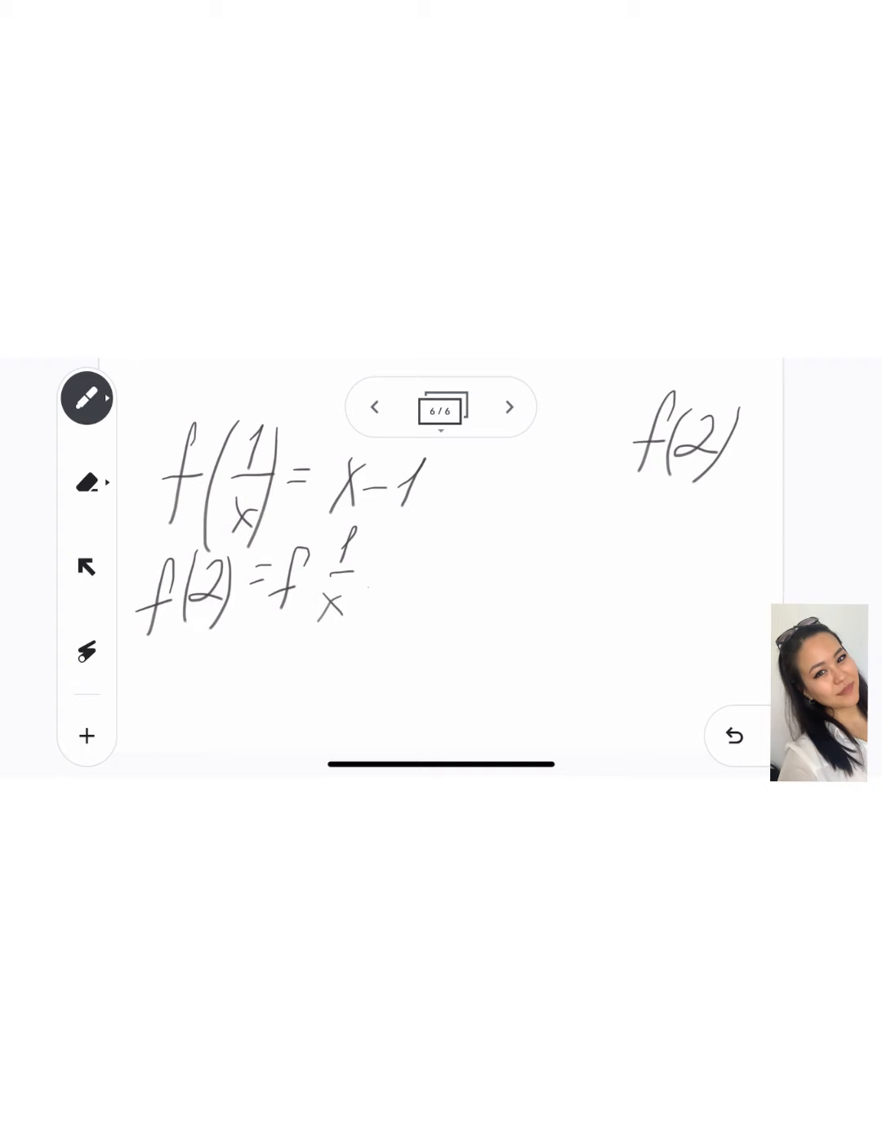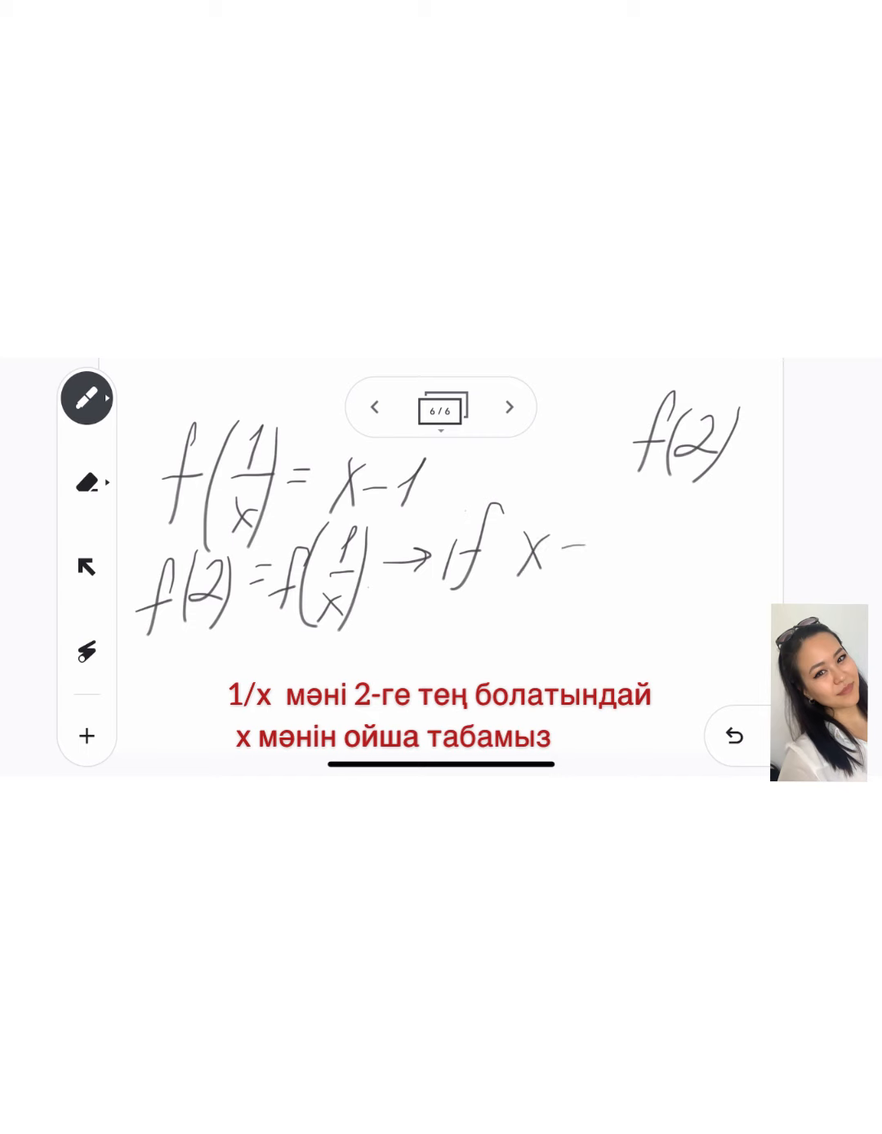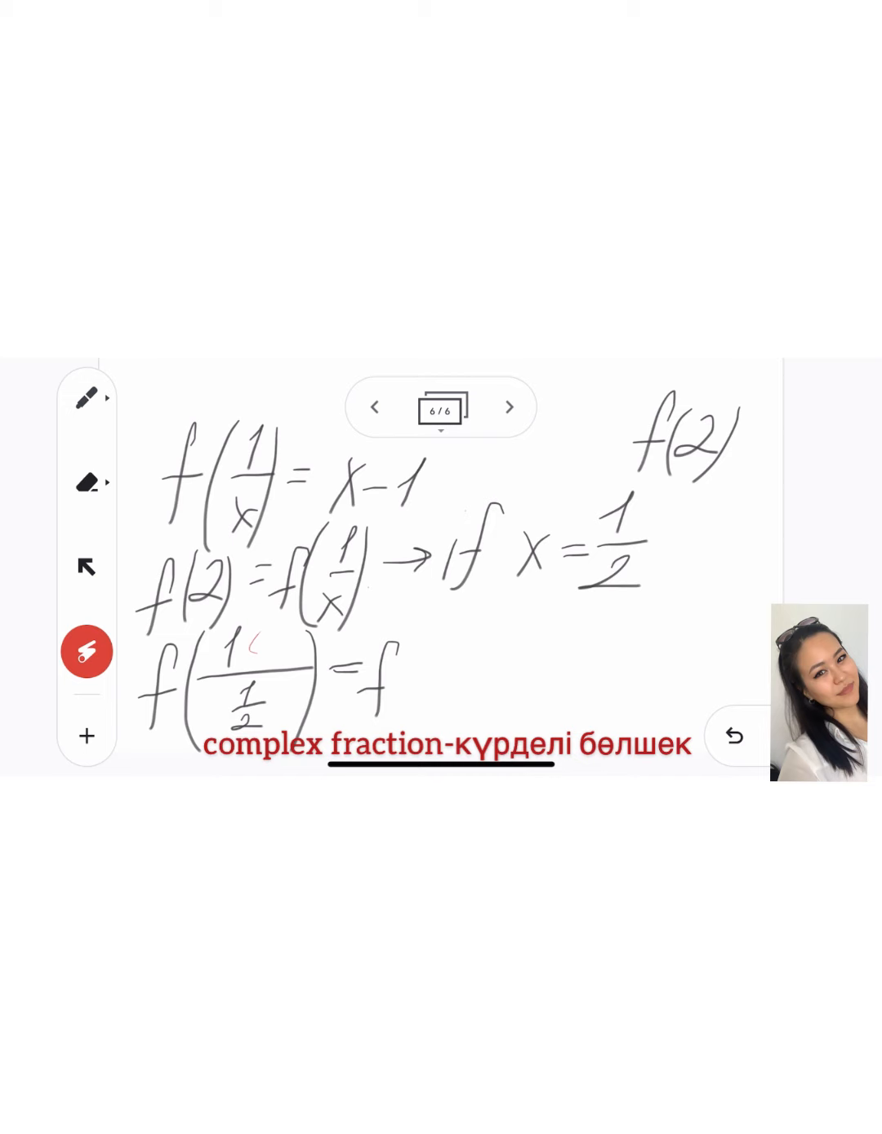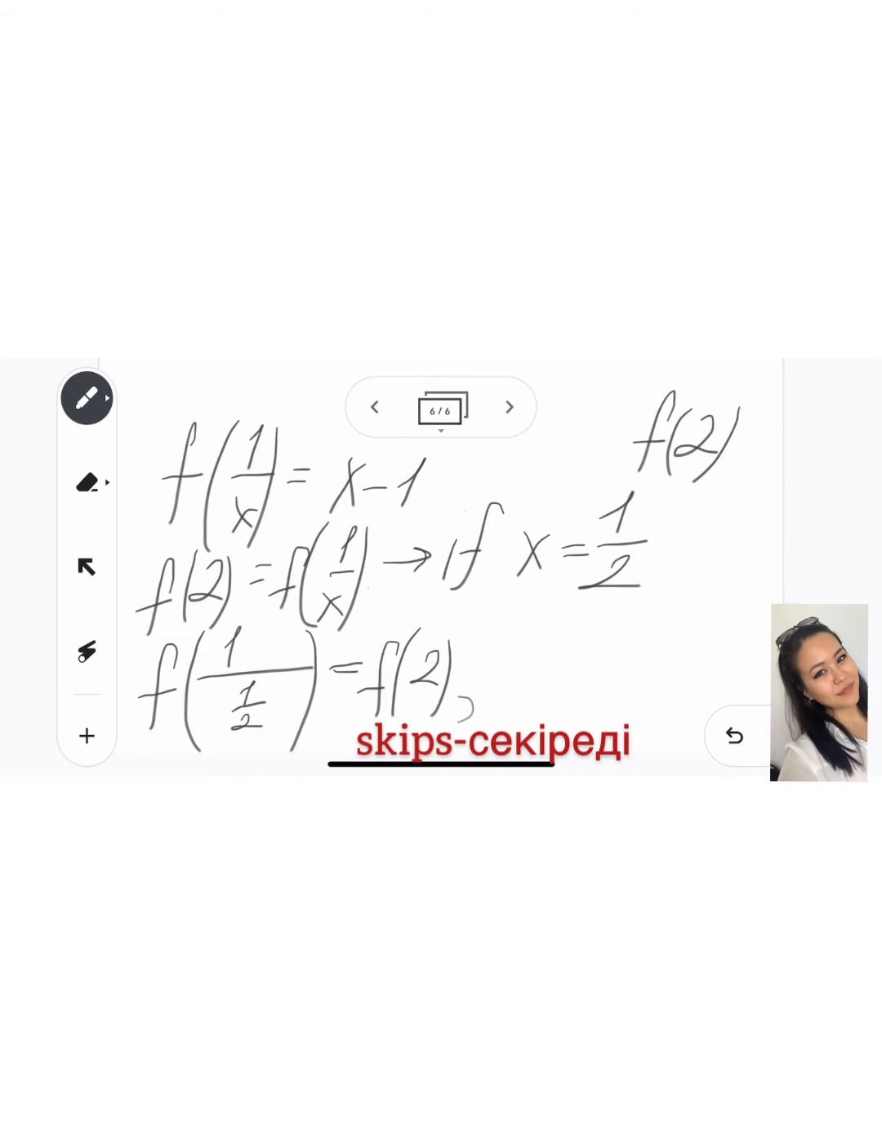To make it, we pick 1 over 2 in the denominator of this fraction. So 1 over 2 gives us just 2. So we did find that our variable is equal to 1 over 2. And now we simplify this complex fraction. 2 skips to the top, and we get f of 2. So we get 1 over 2.